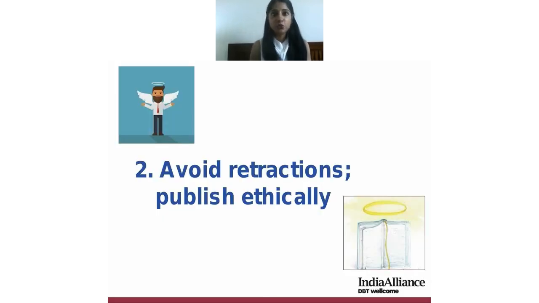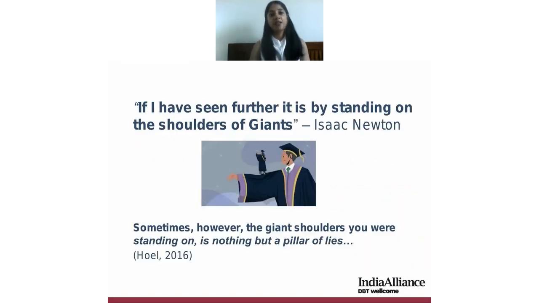Moving on to the next session, avoid retractions, publish ethically. So Isaac Newton once said, if I have seen further, it is by standing on the shoulders of giants, giants being previous researchers. However, it's really unfortunate if sometimes those giants you are looking up to are actually, their work has been a pillar of lies.